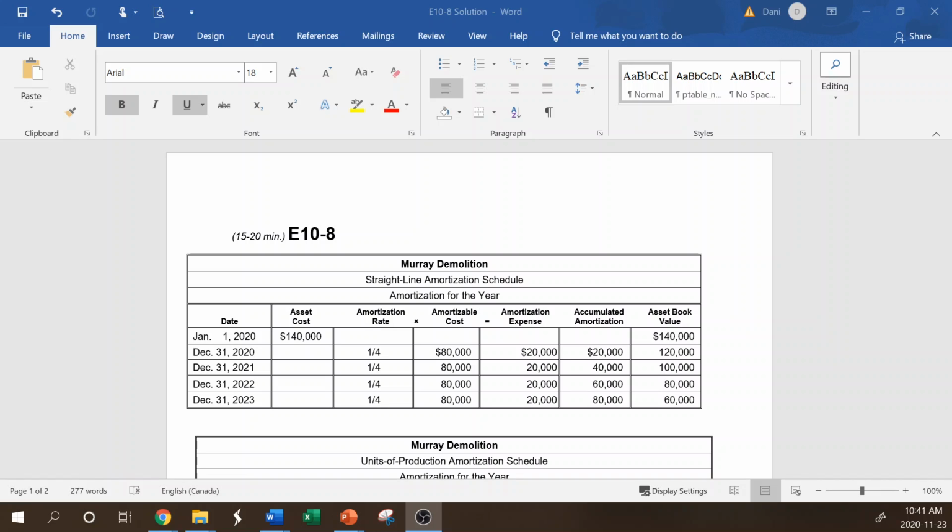Okay, so I'm going through the solution of E10-8. If you haven't tried this on your own, please do that. It's really good practice. Once you've done it, you can watch this video.